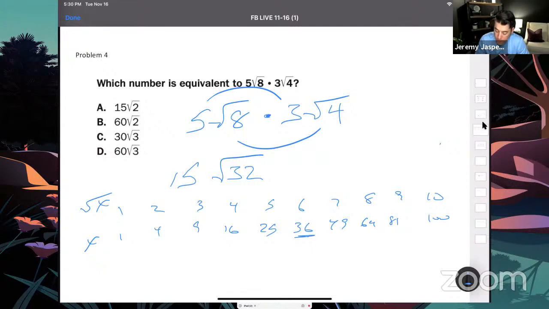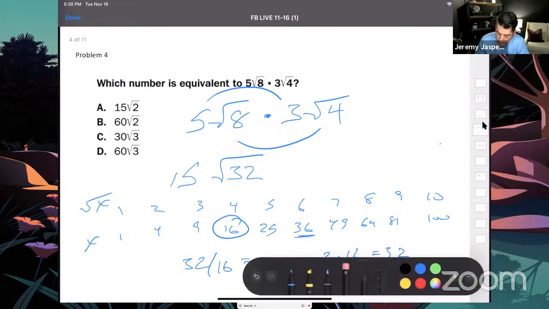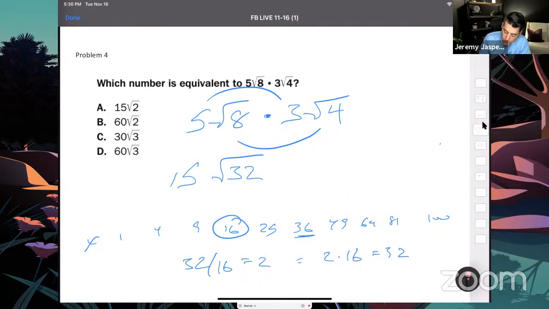So 32 divided by 36, not going to get us anything. 32 divided by 25, not going to get us anything because it should end in 5 or 0. 32 divided by 16. Okay, looks like 16 will work. So 32 divided by 16, I get 2, which means 2 times 16 equals 32, right? Makes sense? So I'm going to go ahead and erase this. If you ever forget what your perfect squares are, just run right through 10 and then square them all up.